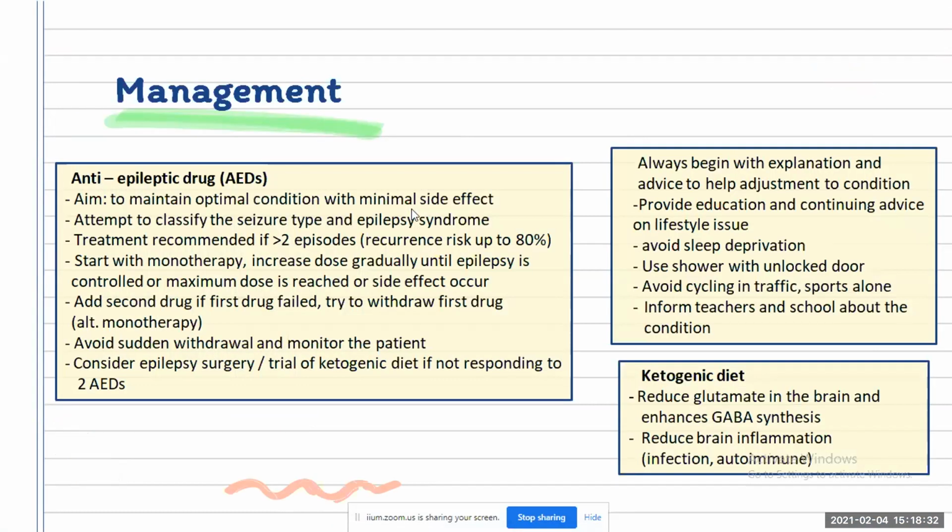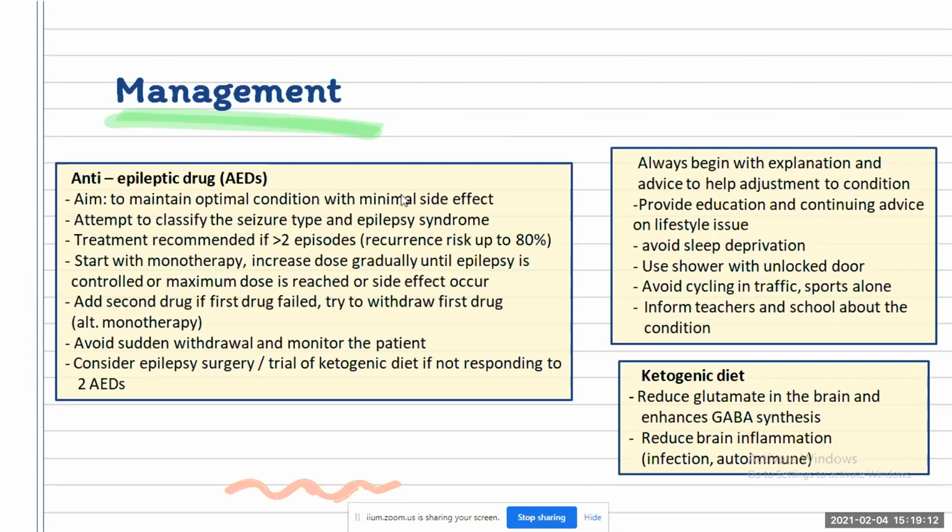For the management, briefly, the anti-epileptic drug, I will put the example later. This anti-epileptic drug is recommended if there are more than 2 episodes. So if so, we need to give the drug. We start with monotherapy, and we can increase the dose gradually until epilepsy is controlled, or the maximum dose is reached, or there is any side effect. The concept here is to start slow with the drugs, and we need to avoid sudden withdrawal.